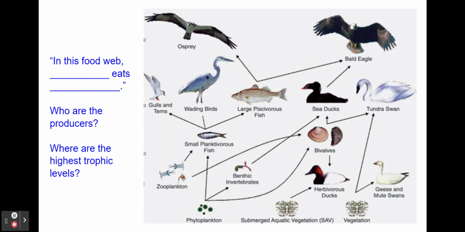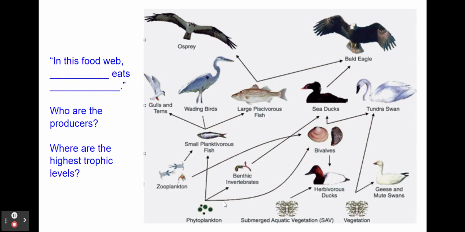So take a look at this food web. This is practice. See if you can fill in these blanks. In this food web, blank eats blank. See if you can answer that. Pause the video. Maybe you said something like the bald eagle eats the sea ducks, which eat the benthic invertebrates, which eat the phytoplankton. That would be right.